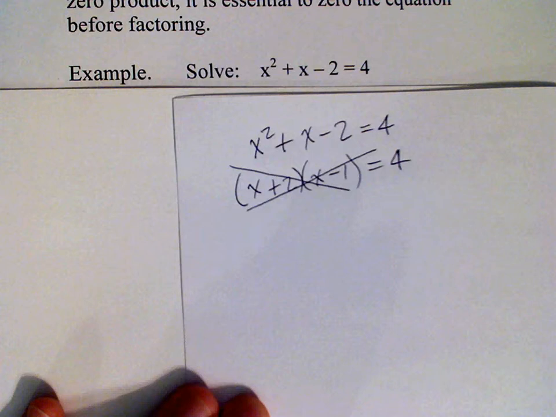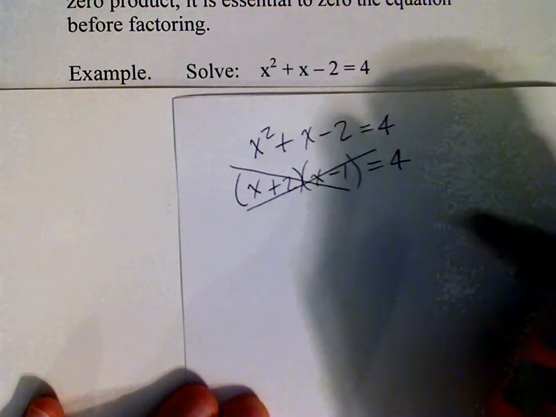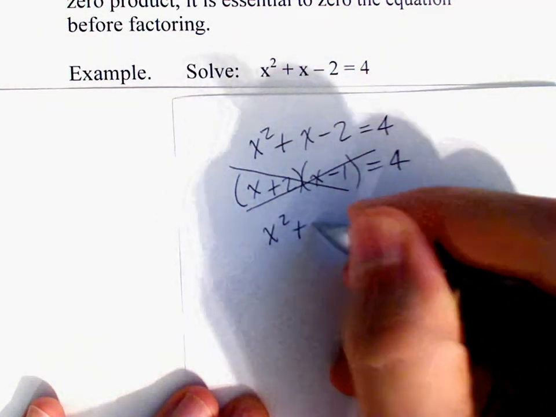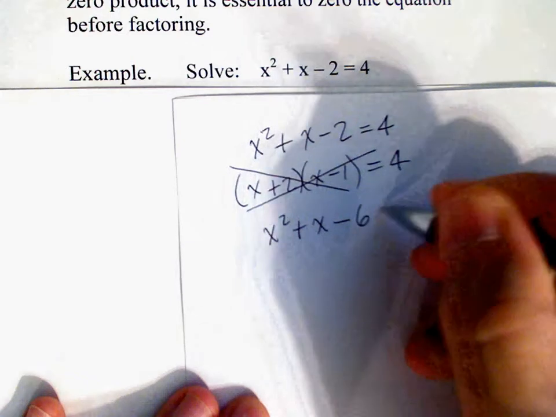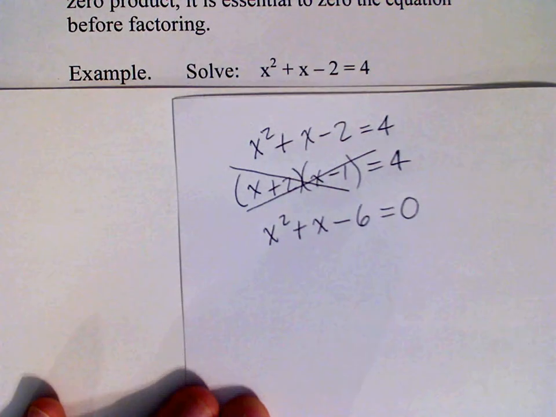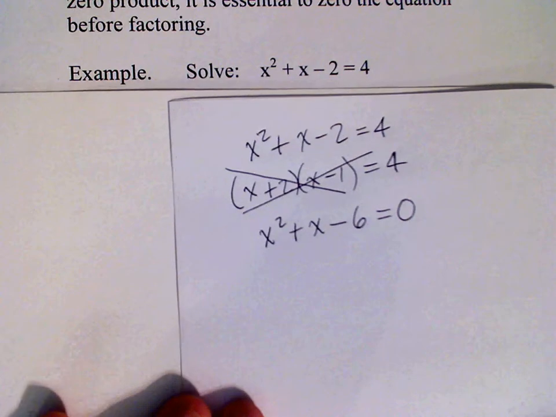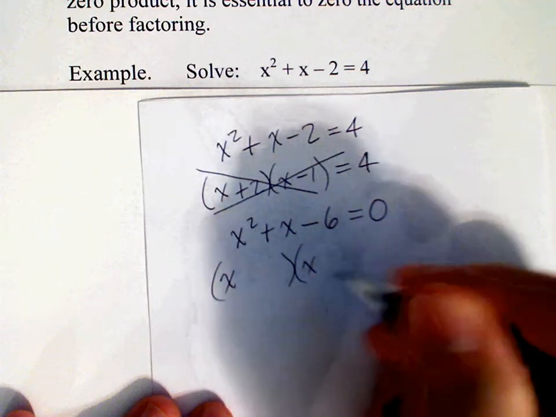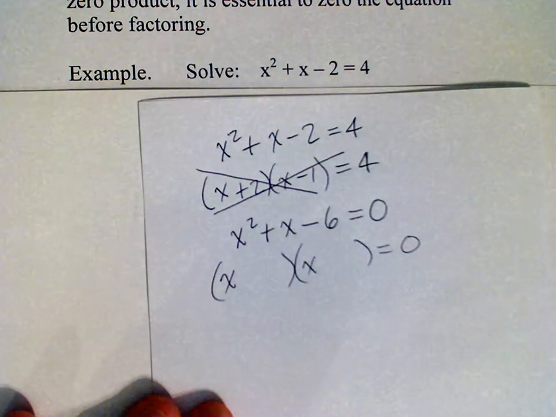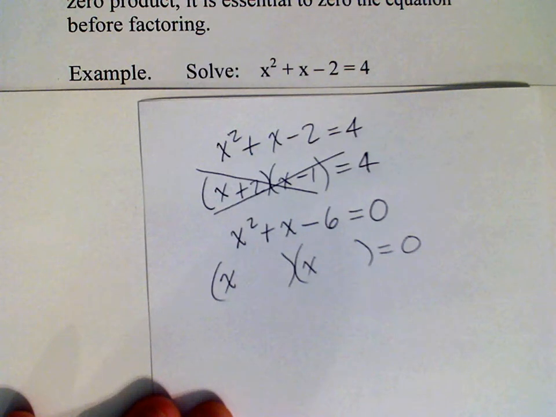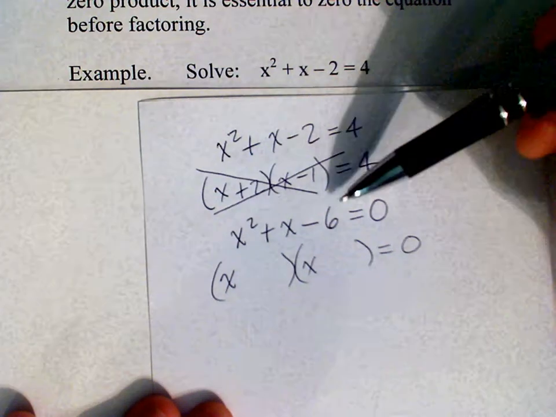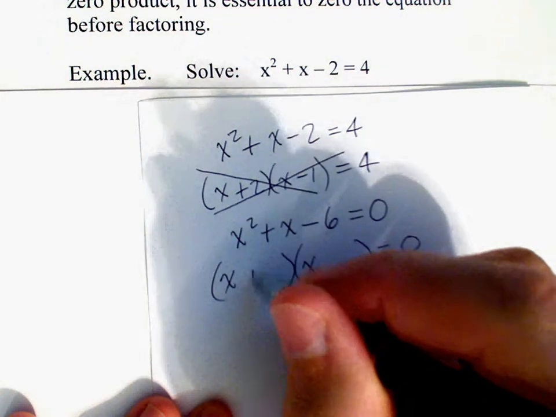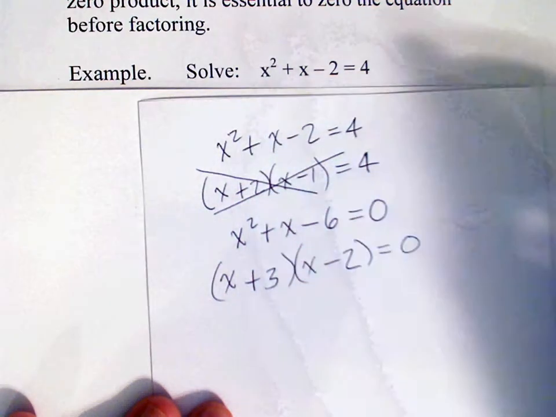is to get a 0 on the right-hand side. And we can do that by subtracting 4. So if we subtract 4 from each side, then we get x squared plus x minus 6 is equal to 0. Now we have a 0 on the right-hand side, and so we can go ahead and factor. Okay, two sets of parentheses, x and x, and then factors of negative 6 that add up to 1. We need x plus 3 and x minus 2, don't we?